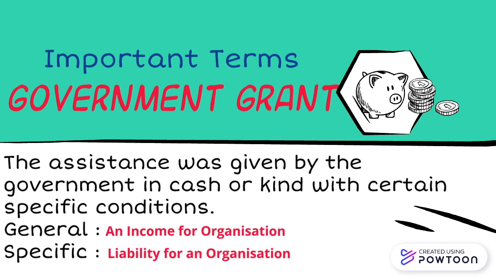But for example, if the school or college wants to extend the building for additional classroom purposes, and they apply for the same, and if they receive the government grant, that becomes a specific government grant, and then that money should be utilized for that purpose only. So that becomes a liability for an organization.